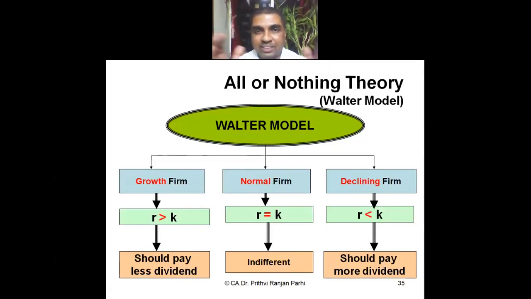Okay. And considering that, this theory is popularly called the all or nothing theory. That means either distribute all or zero, nothing. If it's a declining firm, then pay all. If it's a growth firm, then pay nothing. So you can say it is the all or nothing theory. Are you getting me? Yes, sir. Okay, fine.